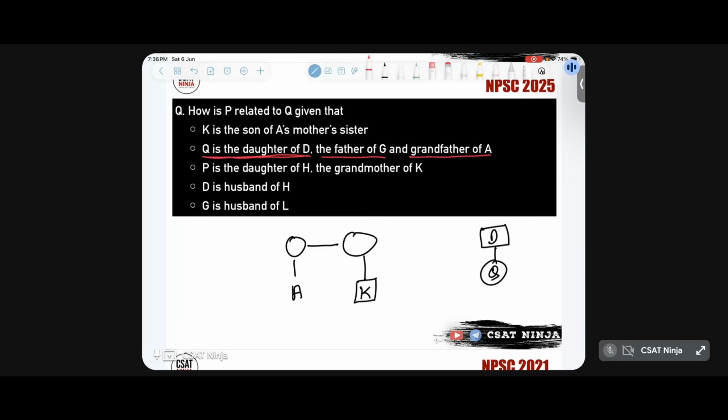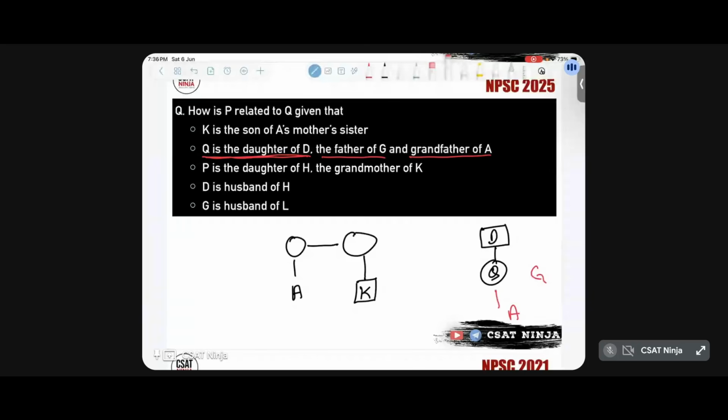The father of G. That means D is the father of G as well. We don't know G's gender, okay? And the grandfather of A. Grandfather of A means there are two generations there. One generation below is A there. Which gives me an idea that D will be somewhere around here, and since there are two generations, there are some generations gap there. So I'll just leave this one aside for once, and let's cross-check the other statement here.